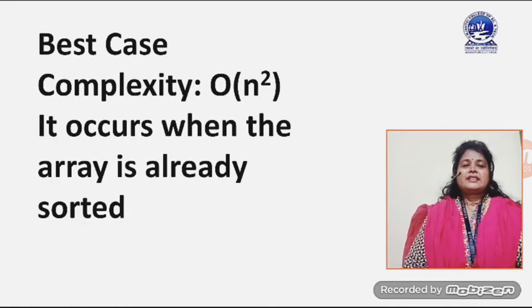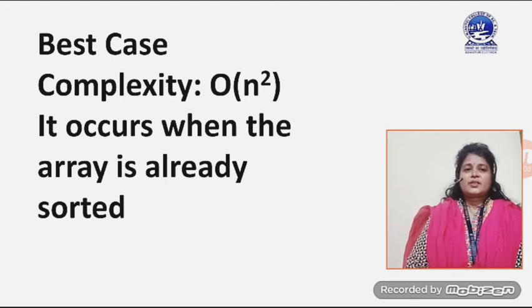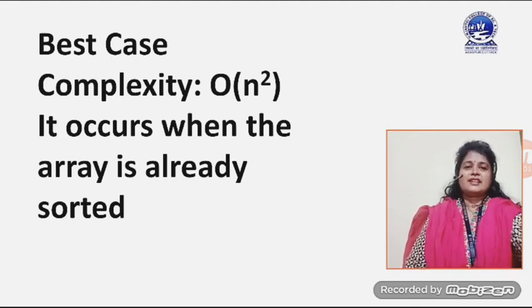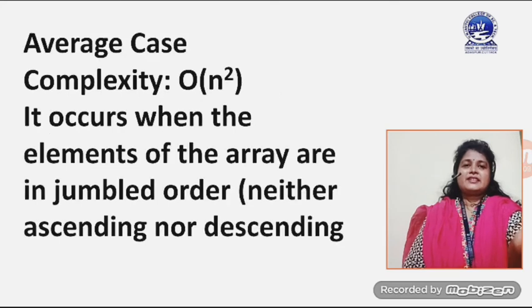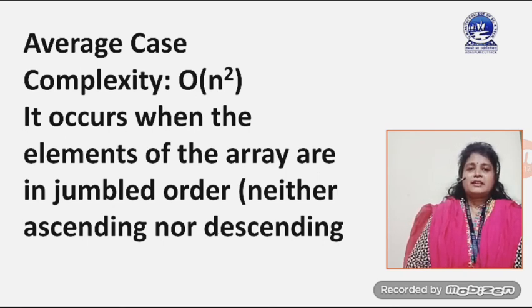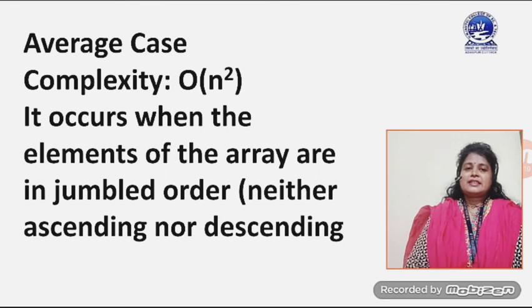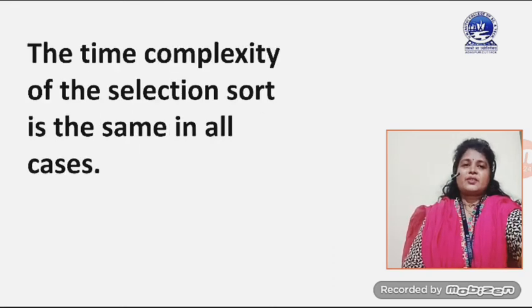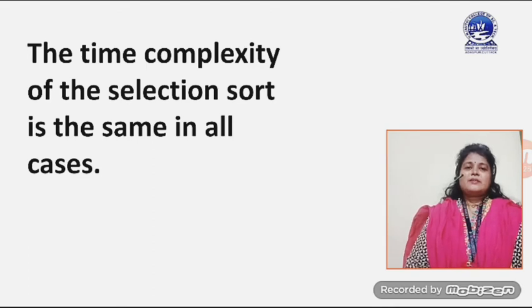Then we will discuss best case complexity. Here it is also order of n square. It occurs when the array is already sorted. And what is the meaning of average case complexity? Average case complexity occurs when the elements of the array are in jumbled order. It means that it is neither in ascending nor in descending order. It also takes order of n square. The time complexity of selection sort is the same in all cases.